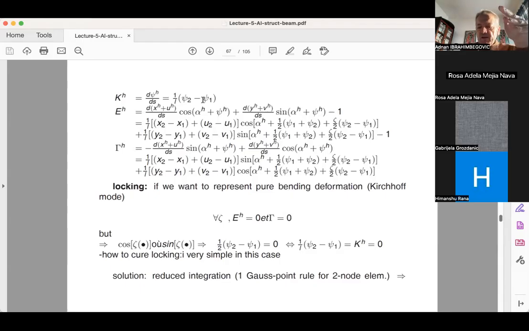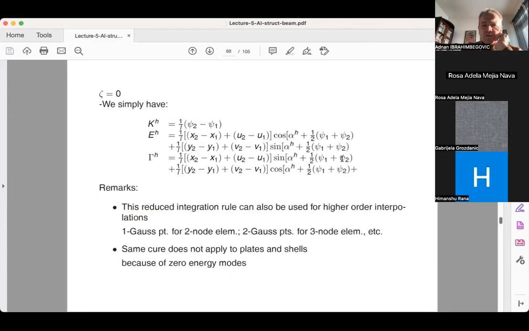And here, if you have a curvilinear beam, it's not only a question of shear locking, just like in the Timoshenko beam element, it is also a question of so-called membrane locking, the same type of phenomenon. If you want to have, let's say, a zero membrane strain, you have to kill the terms that are multiplying psi, and again they involve psi 2 minus psi 1. Again, they lead to kappa equal to 0. So how to cure this locking phenomenon?